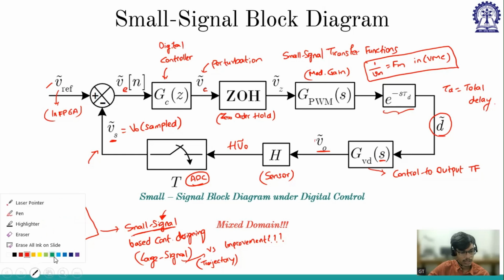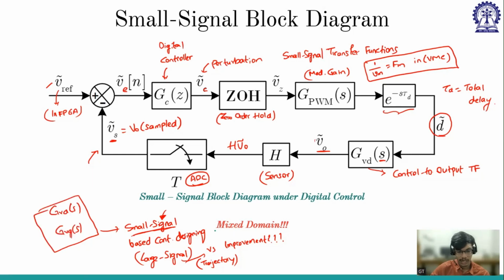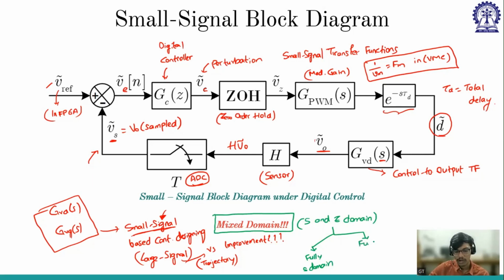So now what is the complexity in this? It is a mixed domain. As you can see, it is a mixed domain. What is mixed domain? It has both S as well as Z domain, and we cannot use this to design anything because it is in two domains. So there are two ways. Either you can convert everything into fully S domain, so you have to convert the Z domain things into S domain, or you can convert S domain things into Z domain. In that case, this will be like continuous time, and this will be like discrete time.